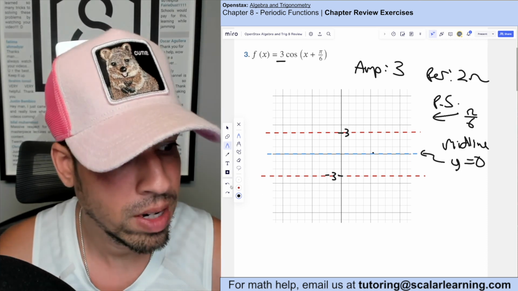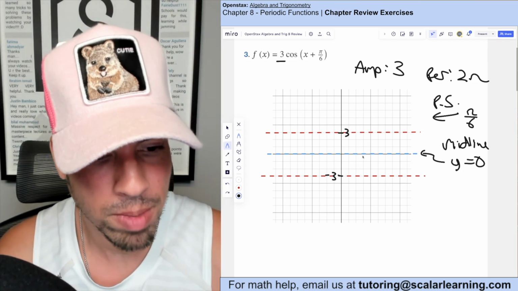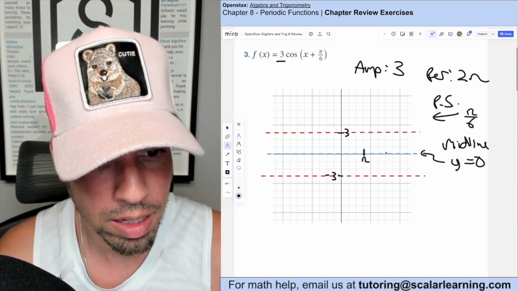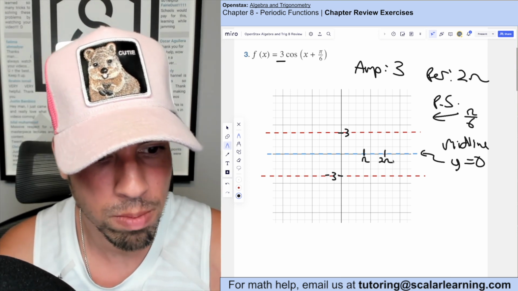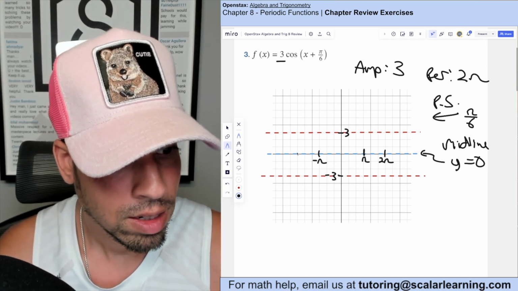But I've got this phase shift of pi over 6. So instead of doing it every 4, I'm going to do it every 3. I'm going to make this pi and this 2 pi. This is because I want to make sure to draw 2 periods. So I got pi, 2 pi. Here I've got negative pi, negative 2 pi.